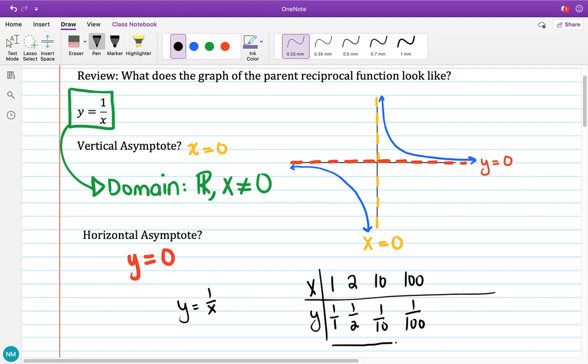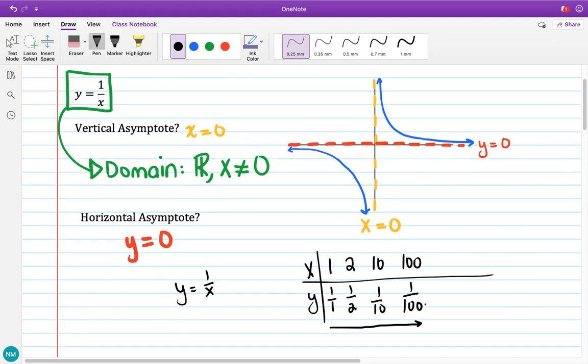What is happening as x gets bigger? What is happening to y? Well, y is getting smaller and smaller and smaller, because 1 over 100 is a lot smaller than one whole. I'd rather have a whole cookie than a 1/100th of a cookie. That's a crumb. I like having more like 100 cookies, especially in quarantine, but we're not going to talk about that.